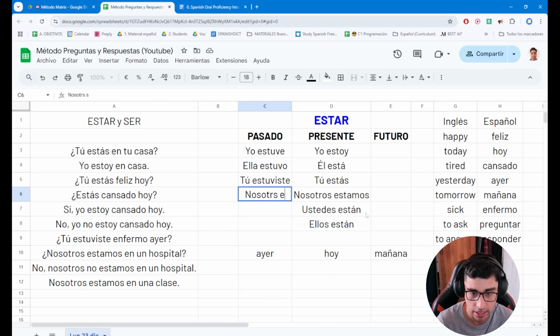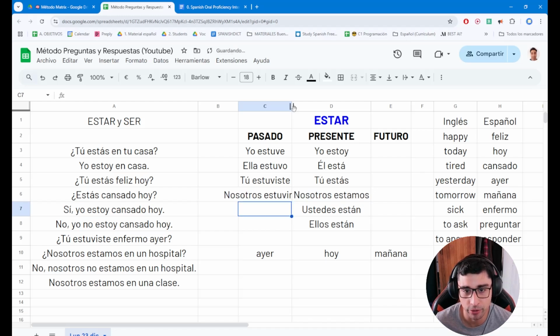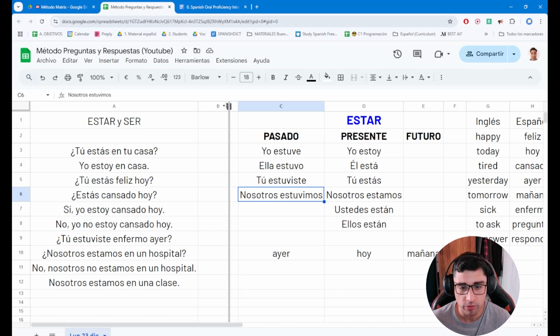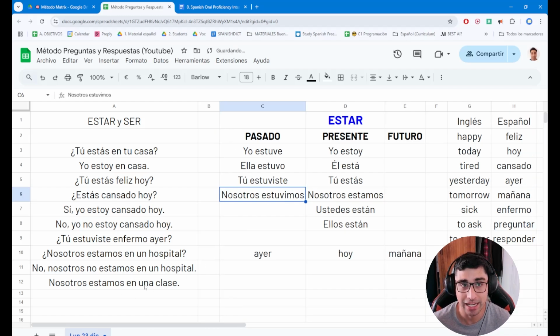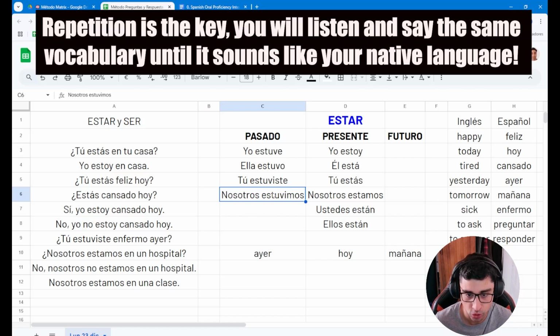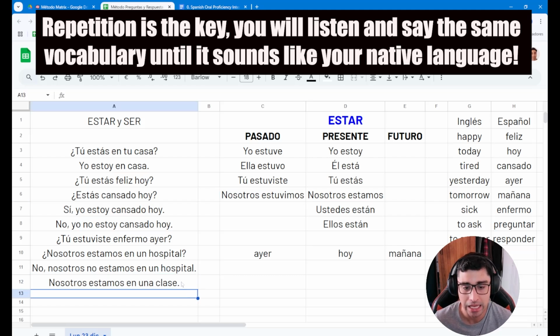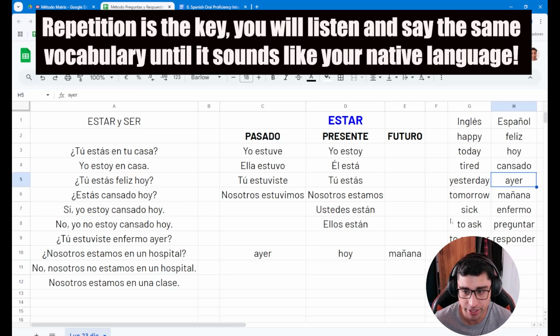Now let's use the past. Nosotros estuvimos. Okay? For instance, I could ask you, nosotros estuvimos en una clase ayer. Try to think. You could say, no. Nosotros no estuvimos en una clase, in a class or in a lesson, ayer. Yesterday. Okay?